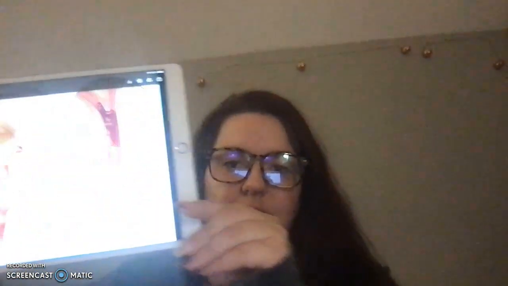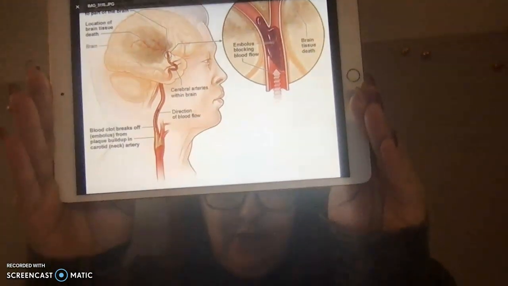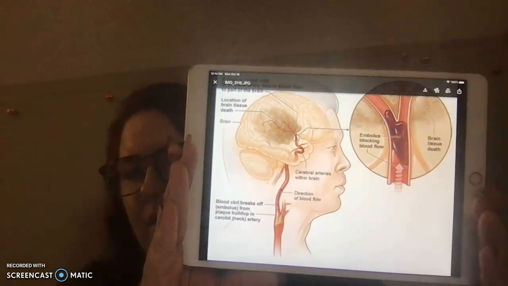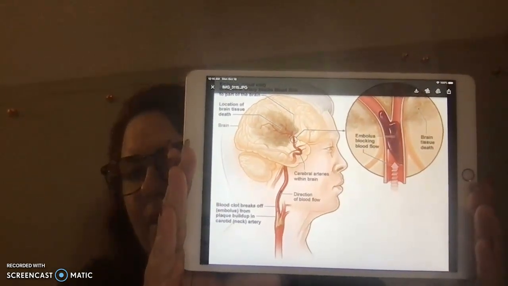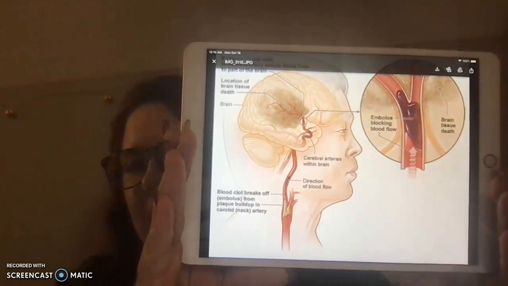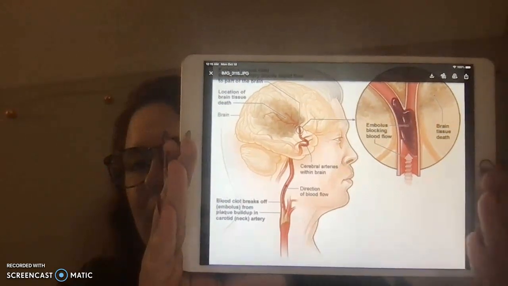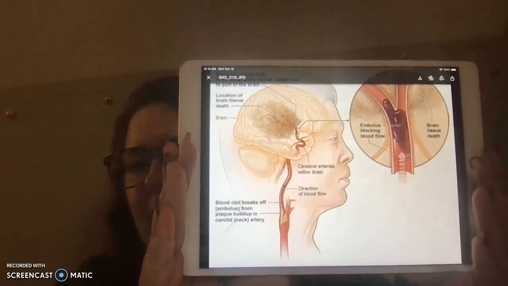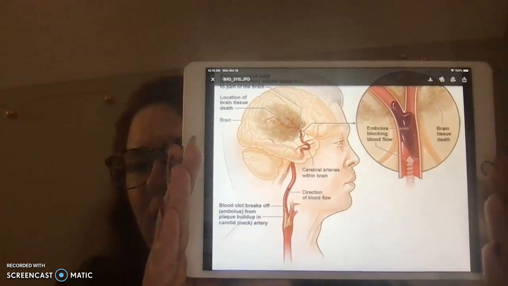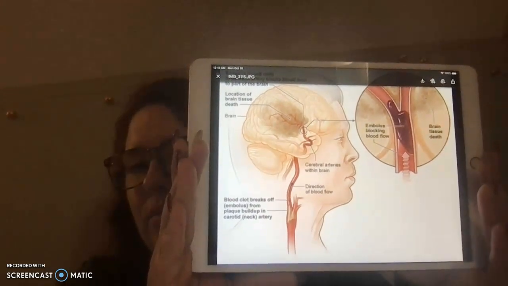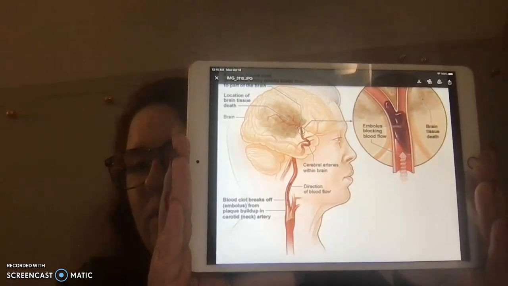So the first one is going to be the ischemic stroke. As you can see, the darker area that's showing in the brain is the tissue that is dying due to the blood flow being stopped by the clot, which you can see in the round picture over here. That darker area of blood is the clot that's blocking the blood flow, which is causing the brain tissue to not have any nutrients or any blood flow to it, so it's causing it to die.